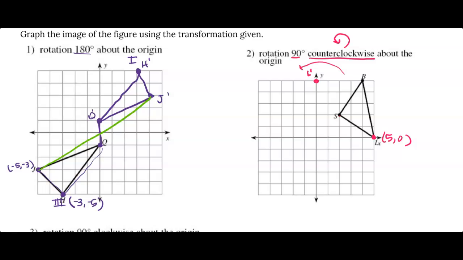Looking at S, S is at the point 2, 2, so it's going to go to negative 2, 2. And B is at the point 4, 5, so it's going to go to negative 5, 4.